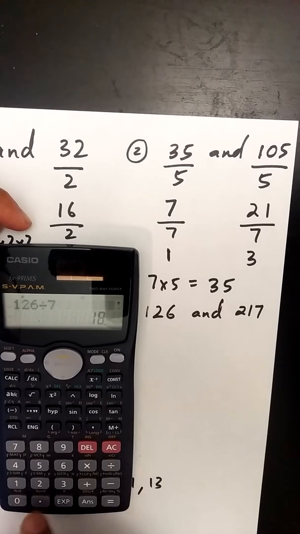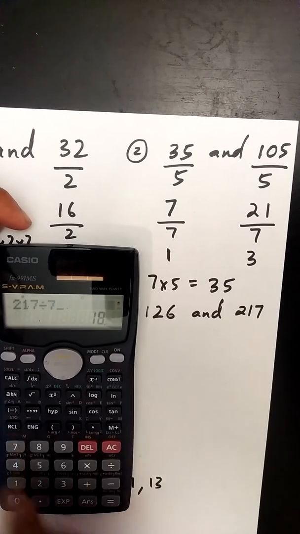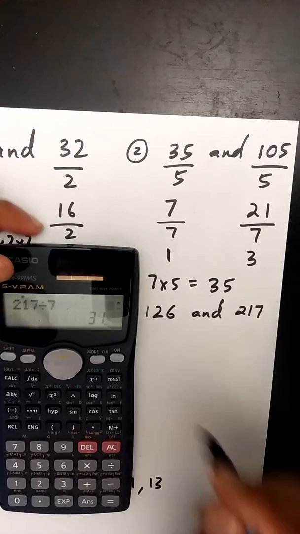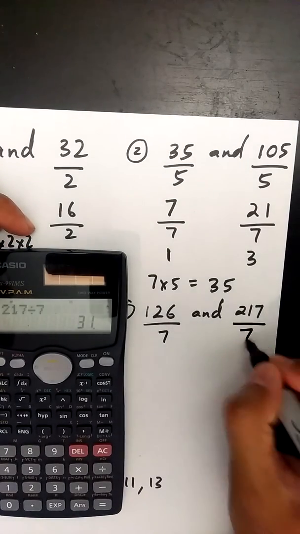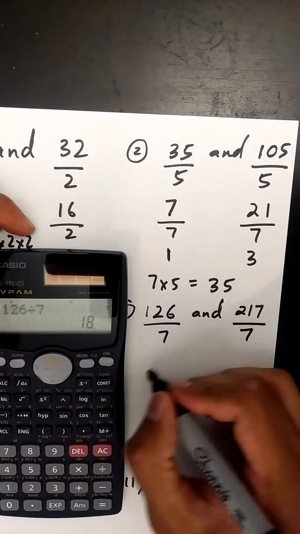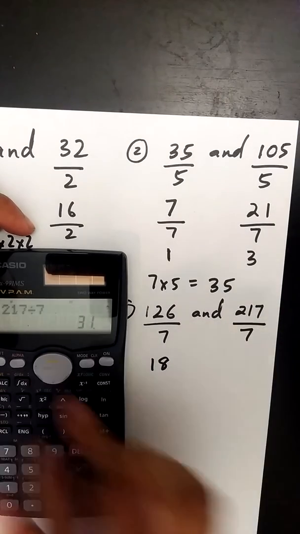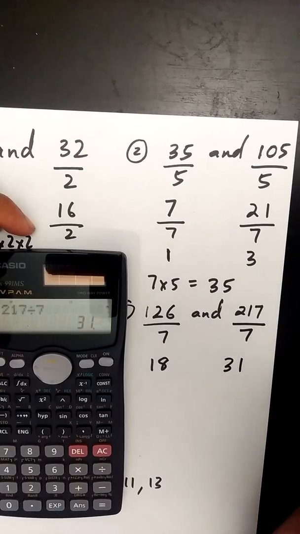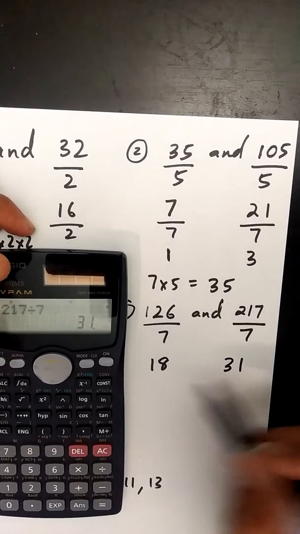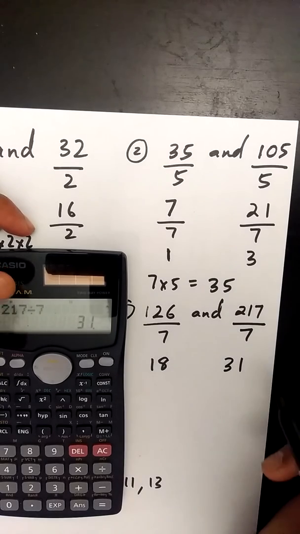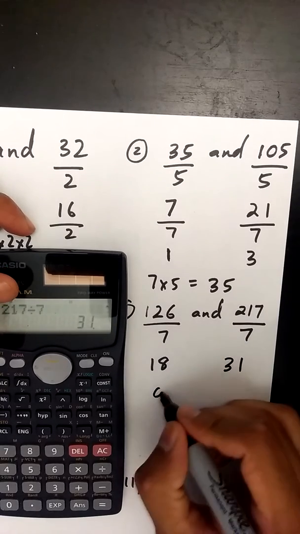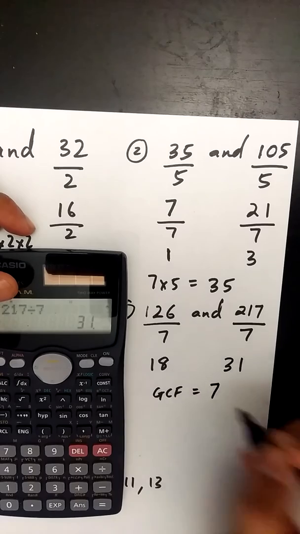126 divided by 7 is 18. 217 divided by 7, 31. So I get 2 whole numbers. Divided by 7, divided by 7. That was 18. This one is 31. And again, if you can't do these multiples, you want to try the same thing, but I can tell that I cannot divide these 2 numbers by the same number, so I know my GCF is just 7.